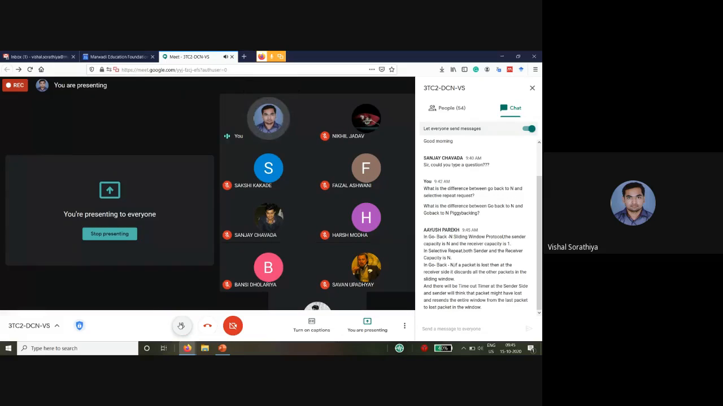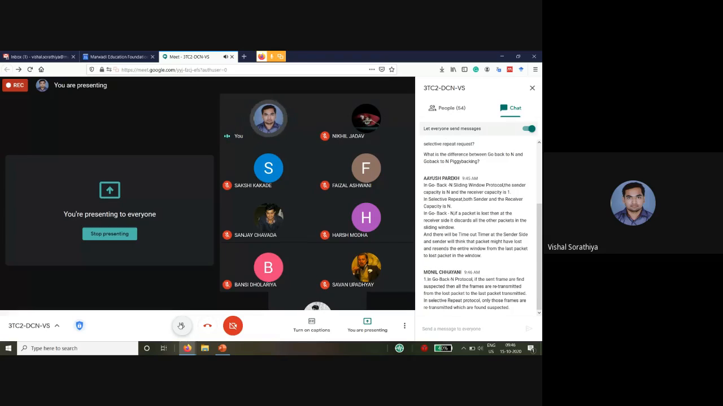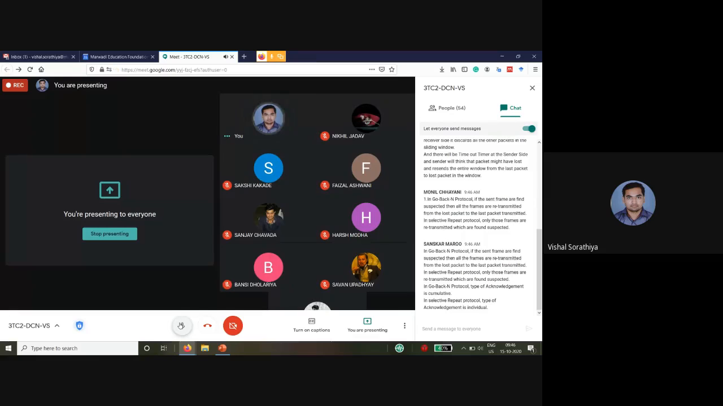Okay, Ayush has given his response. Sliding window: sender capacity is N and receiver capacity is 1. Correct, Ayush? And selective repeat request: both sender and receiver capacity N. Okay, you can say it like that. Go back to N: if a packet times out on the sender side, it will think the packet is lost, and retransmits from the lost packet in the window.